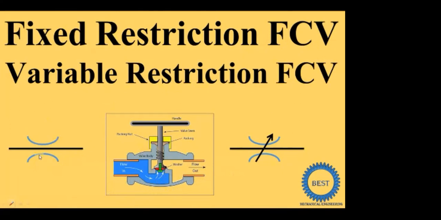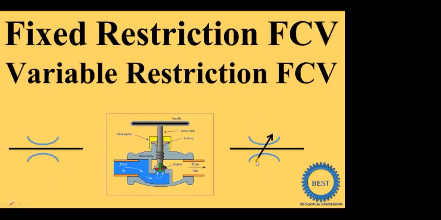So here you see this is one orifice, okay, and this line is indicating the flow of the fluids, and it is fixed, that means here an arrow is not drawn. So when the arrow is drawn, it is called the variable restriction, meaning we are able to change this area.